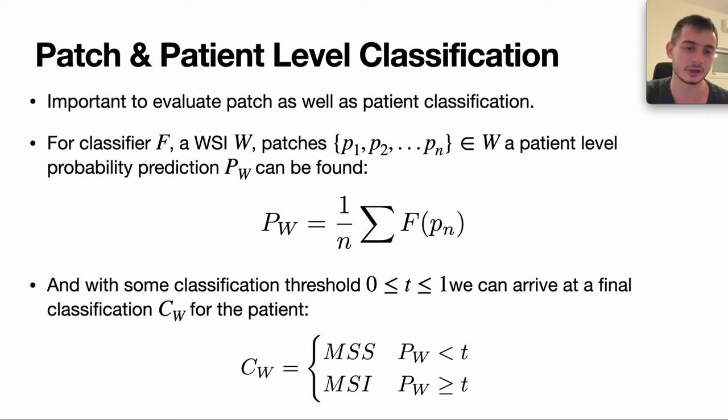You can measure a patch classification basically as just the output of your network, which is usually some probability between 0 and 1. And in order to get a patient level classification from all the patches, you can take the average patch classification and use that as your patient level probability. And to get a classification for MSS or MSI, you can just threshold it: lower than T for being MSS and higher than some threshold for being MSI.